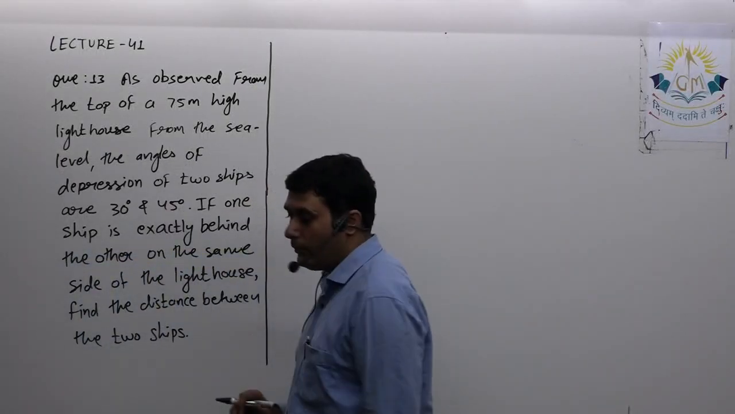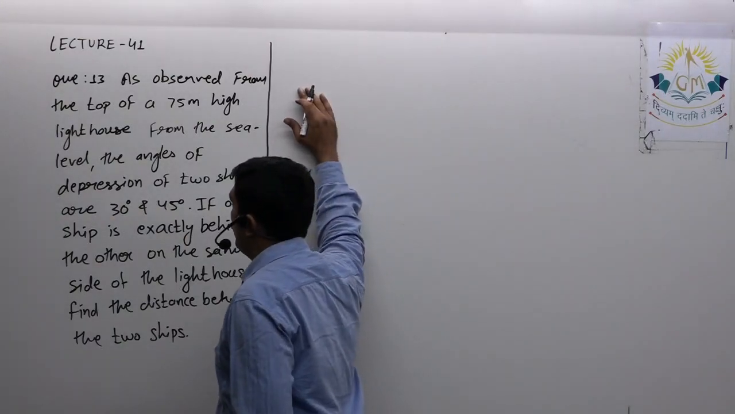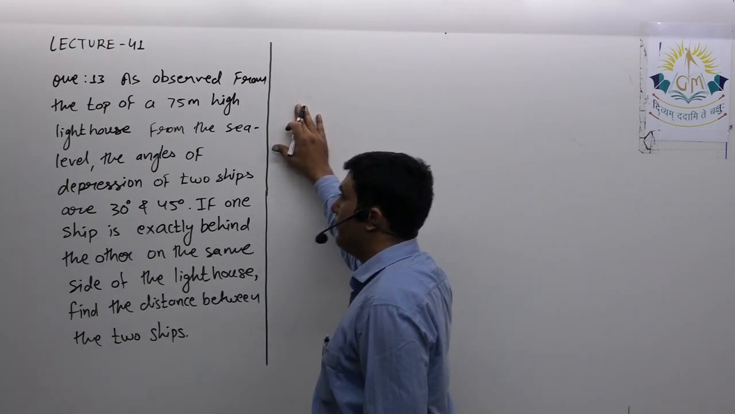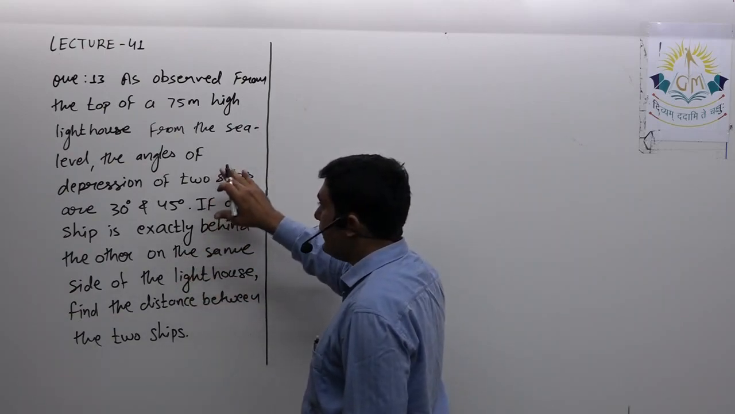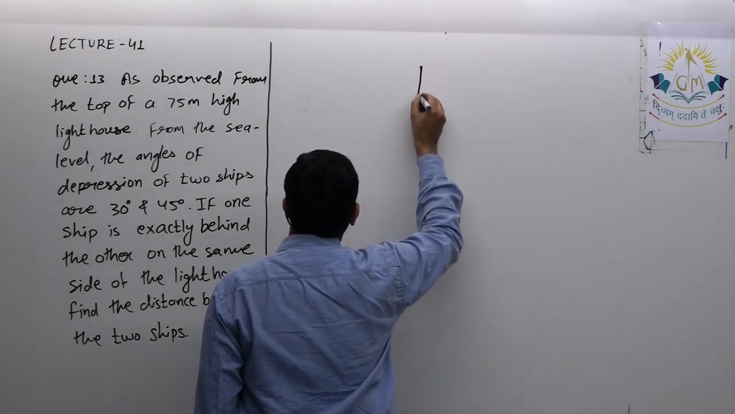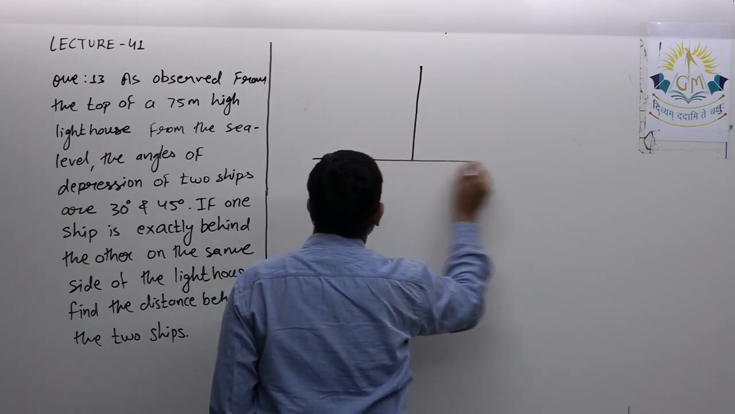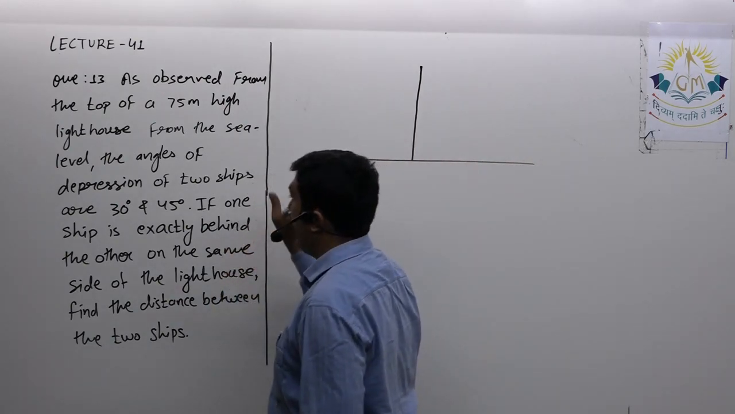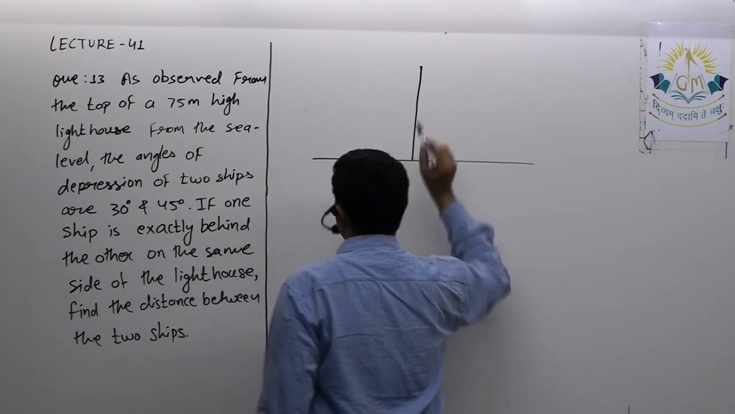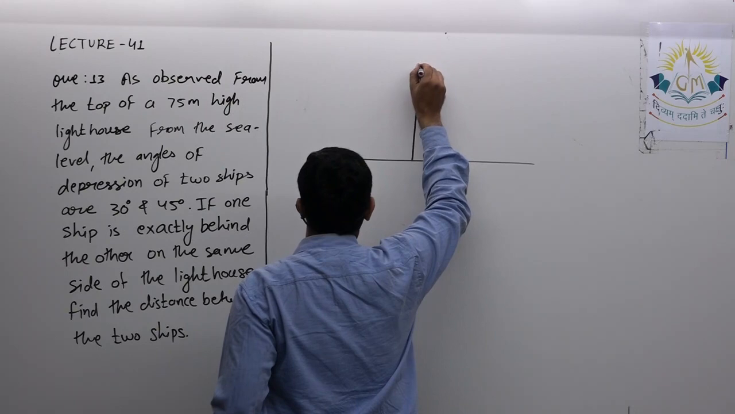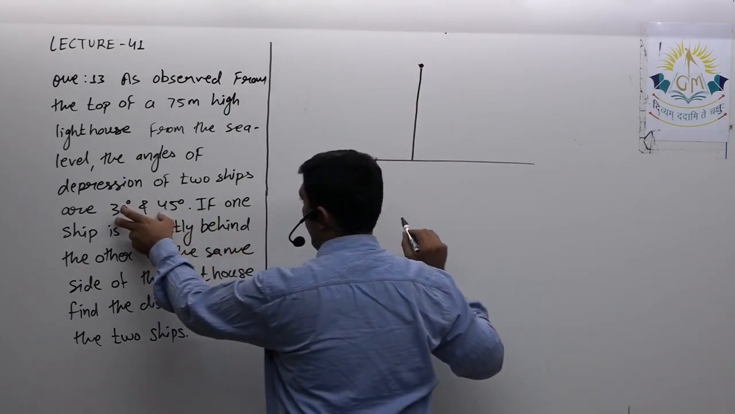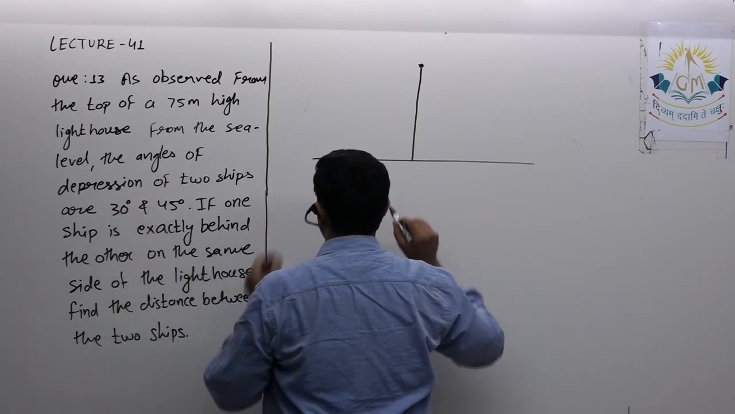Question number 13 from your material. As observed from the top of a 75-meter high lighthouse from the sea level, the angles of depression of two ships. So something like this, I am assuming the lighthouse. There are two ships in the sea, and the angle of depression, that means from the top of this lighthouse ships were observed, we found that angles are 30 degree and 45 degree.